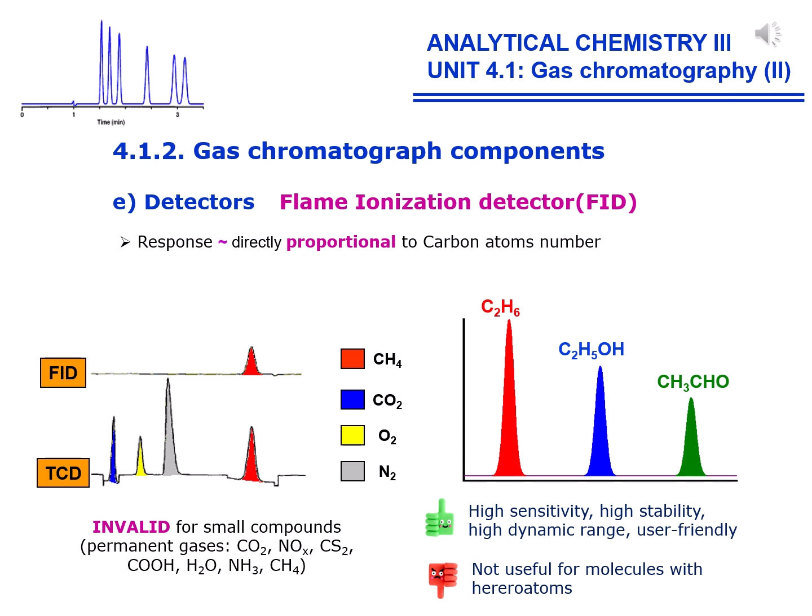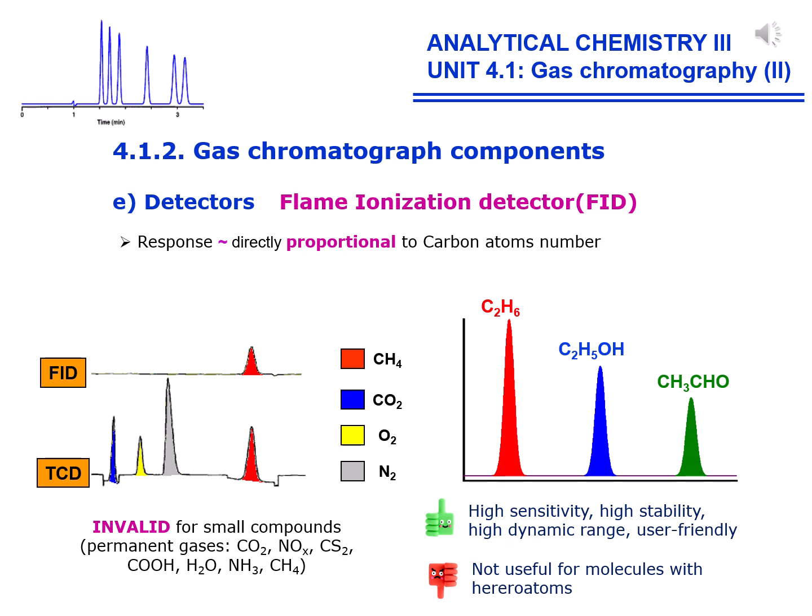The response of this detector depends on the reactions taking place in the flame. In general, it's proportional to the carbon atoms number. However, the presence of heteroatoms decreases the response factor. It has higher sensitivity than the thermal conductivity detector. However, it's not useful for detecting small compounds such as carbon dioxide, nitrogen oxides, carbon disulfide, water, ammonia, methane. For such compounds, TCD is the most useful, as we have already said.